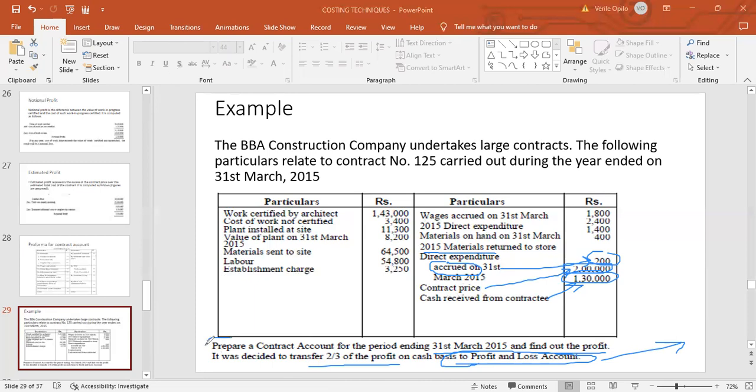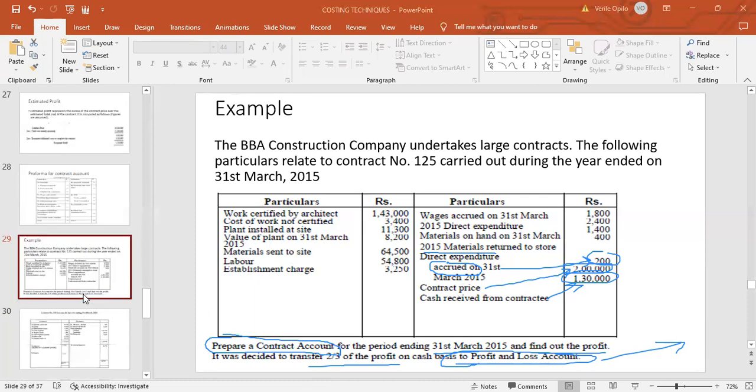So let's start off by preparing our contract account for the period. It is going to be prepared by showing the debit and the credit. On the debit side, we show the expenses relating to that particular contract.